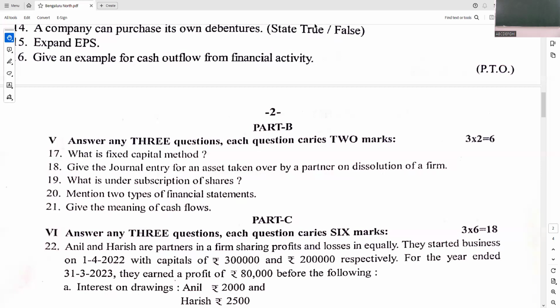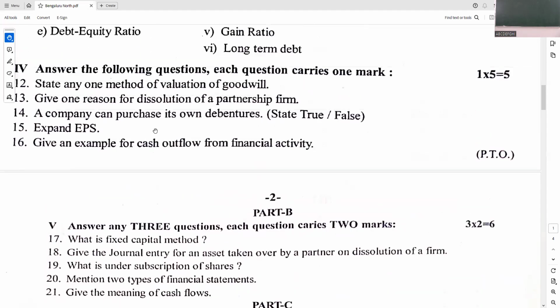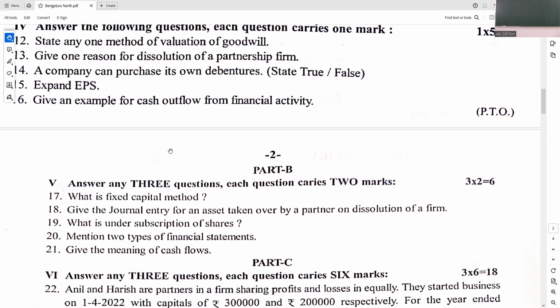Next is part B. Now, before we move to part B, let me clarify this. Which one, 14th one, can a company purchase its own debentures or not? This is very difficult to answer because it can purchase only if it is authorized by its articles of association, because there is no provision in the Companies Act which restricts the purchase of its own debentures.